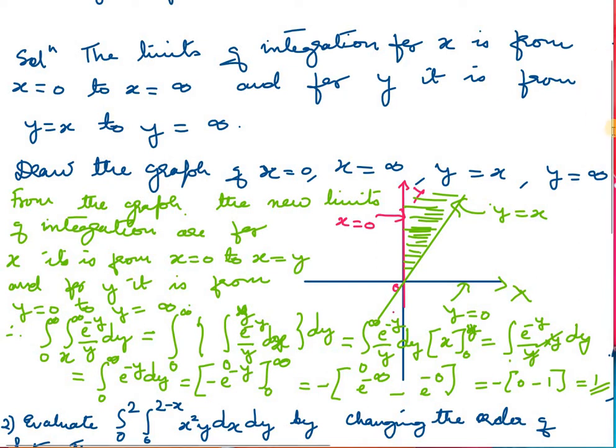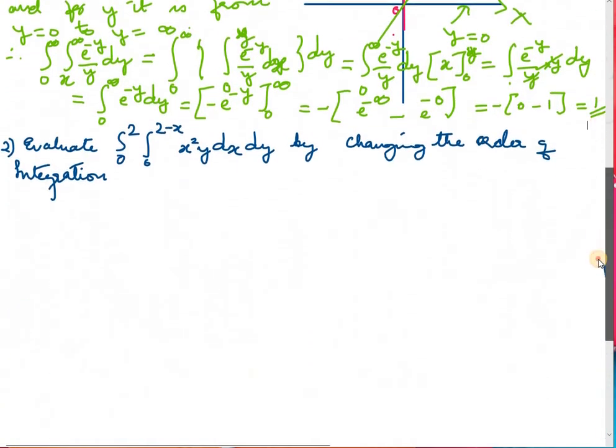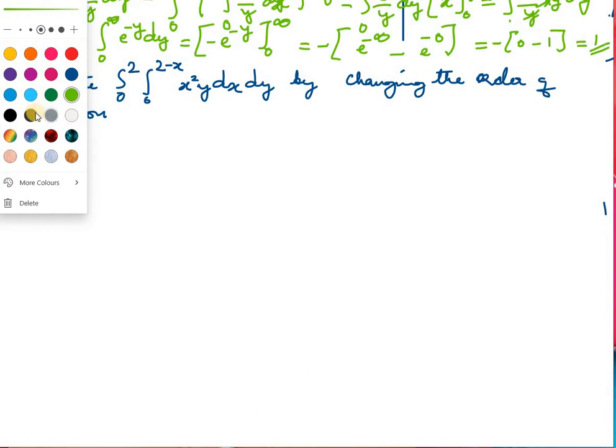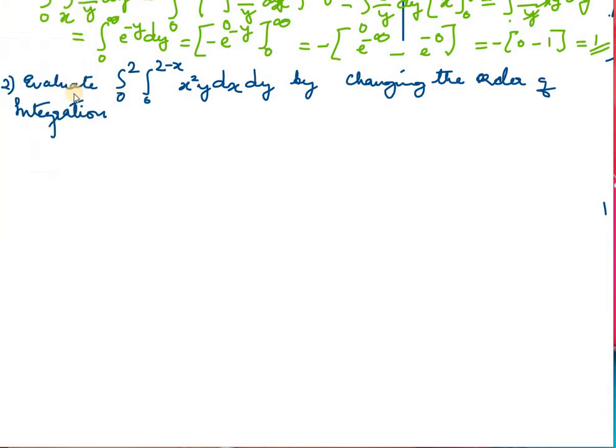So now let us come to the next problem. Again, evaluate the integral from 0 to 2, the integral from 0 to 2 minus x of y dy dx, by changing the order of integration. So now here, from the given question, what we notice is that since the limits of integration are from 0 to 2 and 0 to 2 minus x, it means that the limit of integration for y is from 0 to 2 minus x, and for x, it is from 0 to 2.